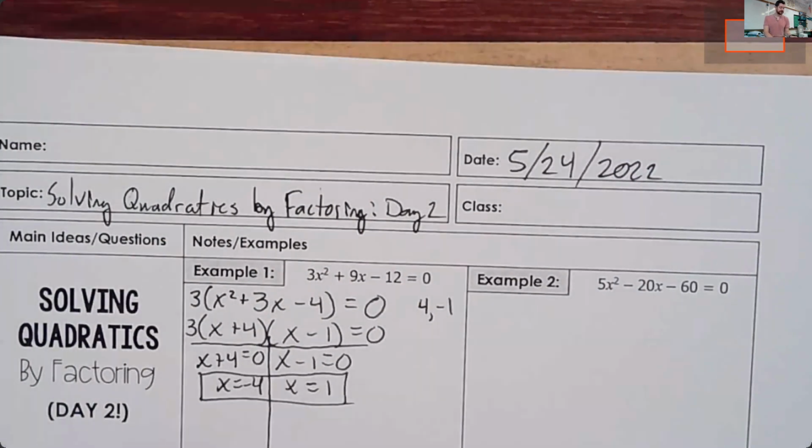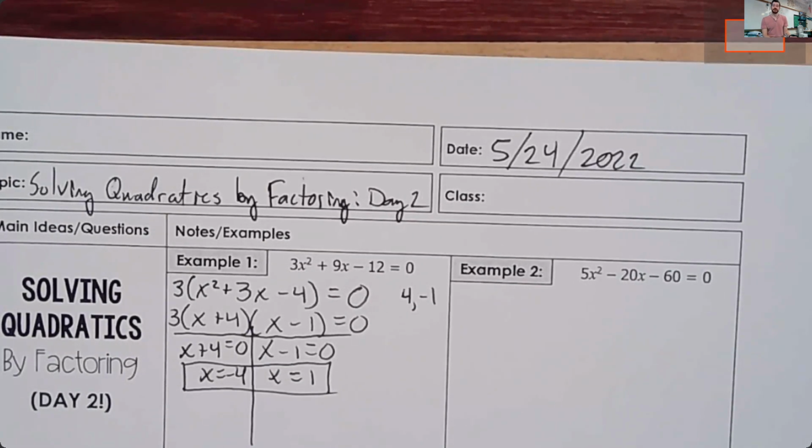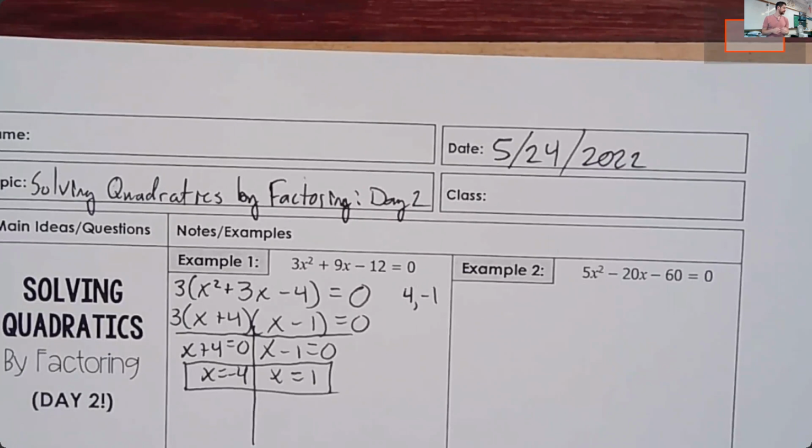So try example 2 then. It's very similar to example 1. In fact, it's the same exact process. Look for a GCF first.